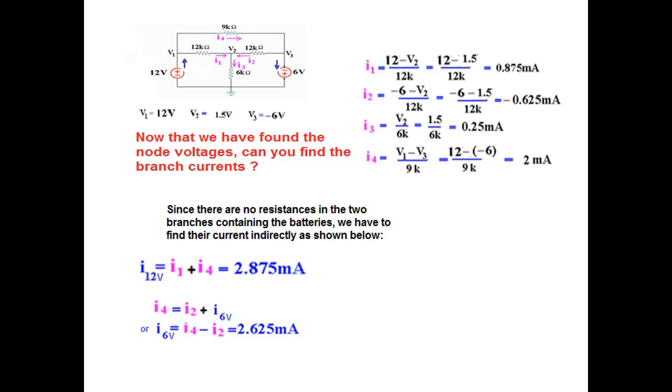Similarly, for the 6 volt battery, the current can be found by writing KCL at this point. Current I4 is entering, and I2 and I6 volt are leaving. So we can write the equation I4 is equal to I2 plus I6 volt, and from here I6 volt is equal to I4 minus I2. So I6 volt comes to be 2.62 milliampere.